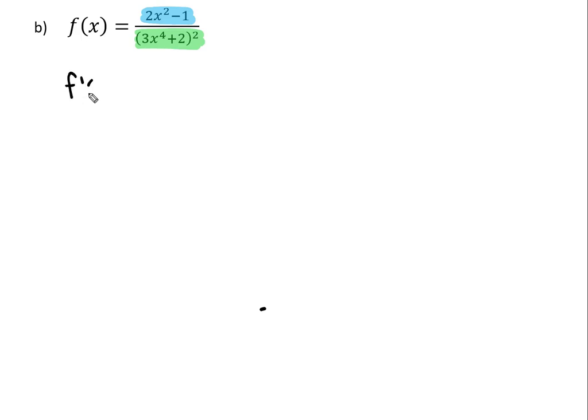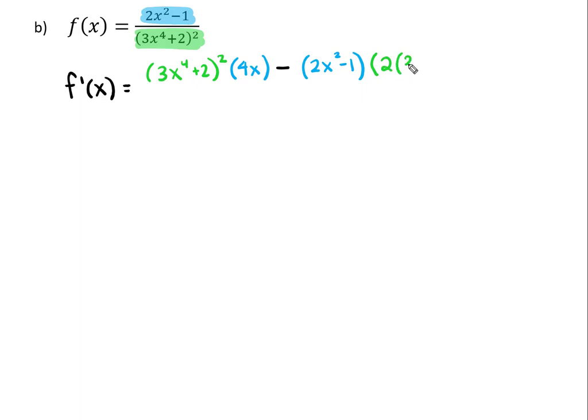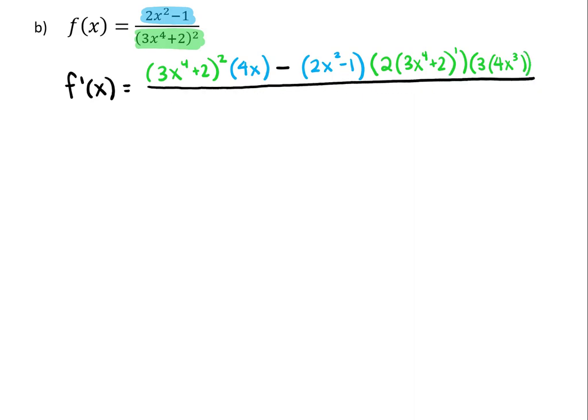So first of all, we have to state that we're getting the derivative, so we're getting f prime. And we're going to write the denominator times the derivative of the numerator. So that derivative would be 4x minus 0. And then we have to put minus. Then we write the numerator, 2x squared minus 1 times the derivative of the denominator, which is going to be 2 times the parentheses to the power of 1. And then now we need to take the derivative of the inside. This is where we're doing the chain rule. And we're going to get 3 times 4x cubed plus 0. You want to put all of this over the denominator squared.